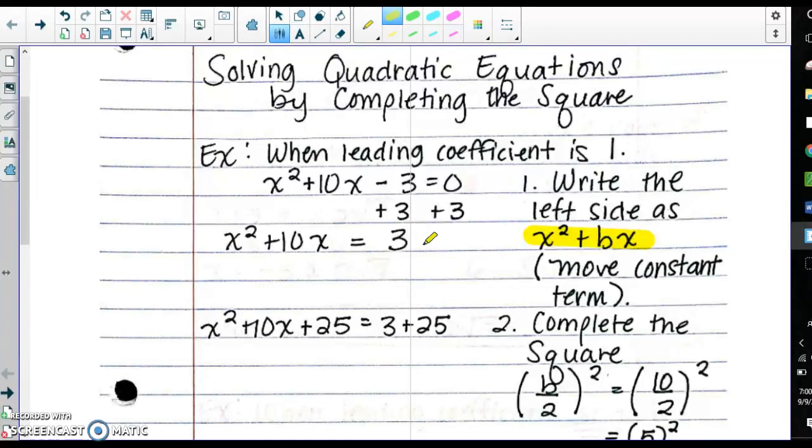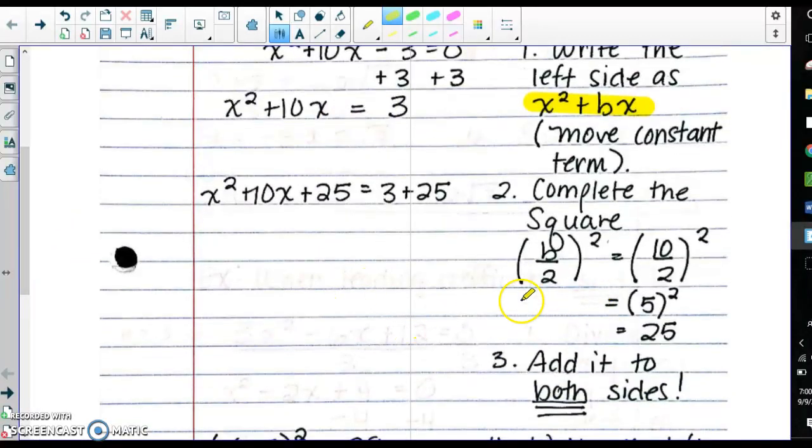The next step is you want to complete the square. So just like we learned in our last video, completing the square means we're going to take our b term, divide it by 2, and then square it. Our b term is 10. So we're going to take 10 divided by 2. 10 divided by 2 is 5. Square that, and we get 25. And we're going to add that number to both sides. Remember, whenever you have an equation, whatever you do to one side, you have to do to the other side. So we added in 25 here, so we're going to add in 25 here as well.